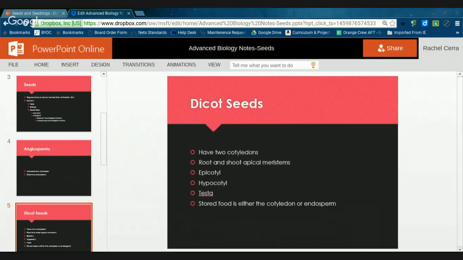We'll kind of go over this and then we'll talk about the diagram here. Your dicot seeds are going to have two cotyledons. They're going to have a shoot and a root apical meristem. They're also going to have an epicotyl and a hypocotyl. And then the testa, which would go around it. And then eventually you're going to get that stored food as the cotyledon or the endosperm, usually the cotyledon.